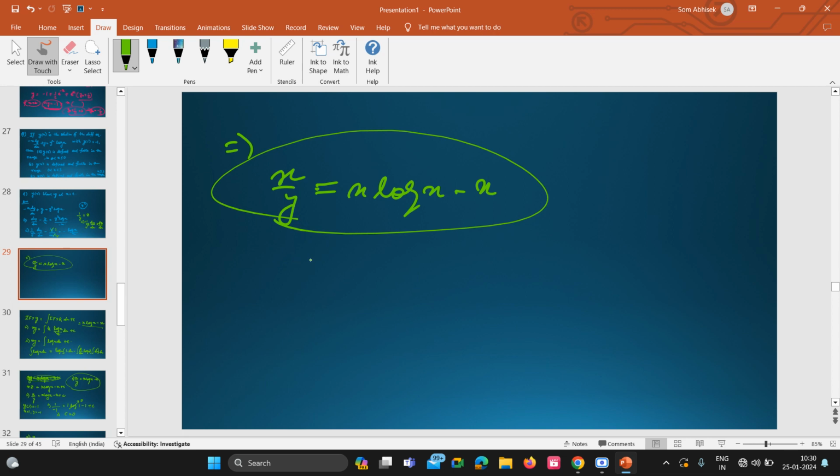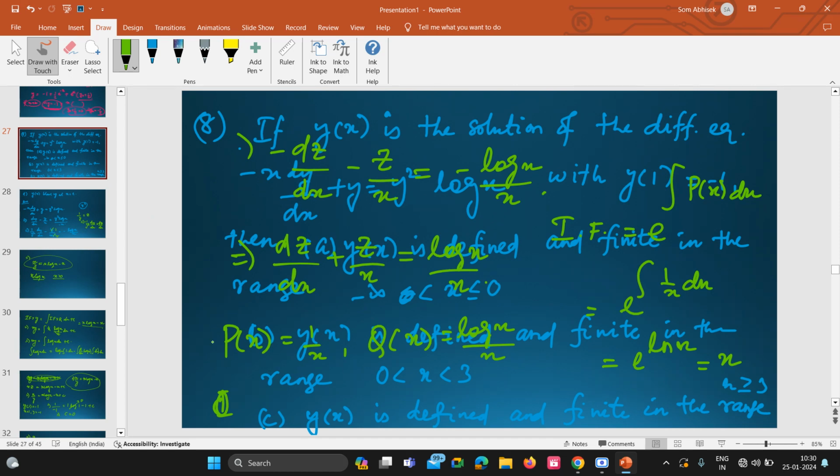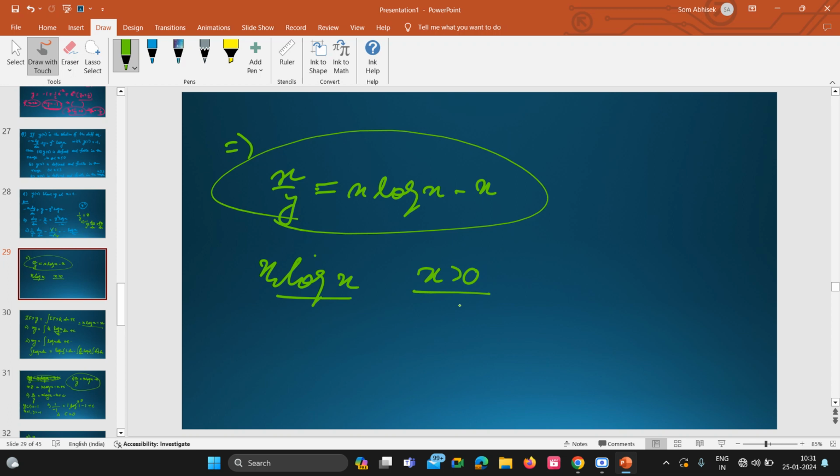So how to solve this question from here? For y to be defined, x log x must be defined, isn't it? Otherwise, if x log x is 0, then y will be infinite, which is not possible. So how can x log x be defined? Only if x is greater than 0, then log x has some value, right? So in that matter, option C would be correct. Option C was what? y(x) is defined and finite in the range x greater than or equal to 0. So option C is correct.